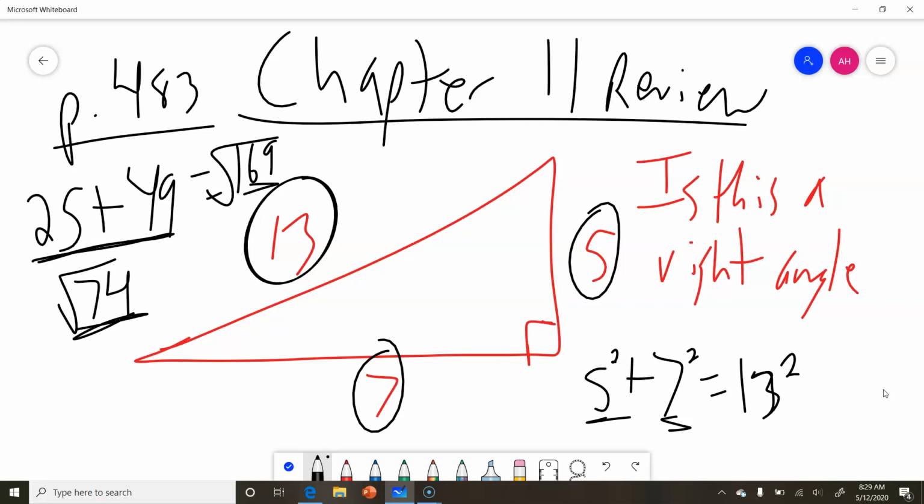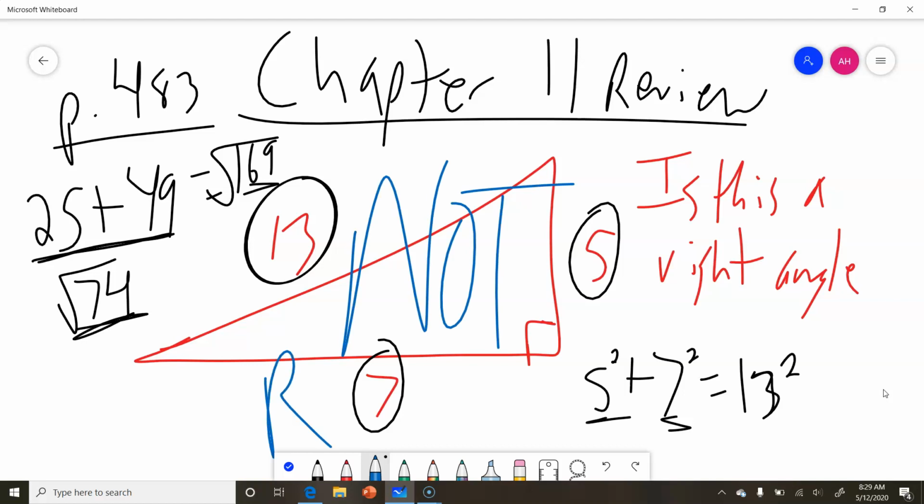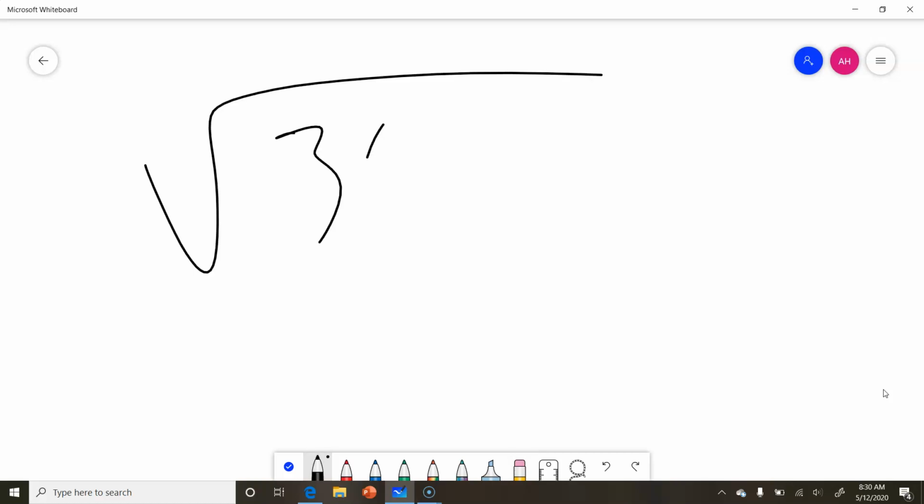So I would know that this is not right. It's not a right angle. Why? Because this does not equal. So that's how you do those. Remember, you just square the two smaller sides and then use the hypotenuse and see if it works. Okay, so that's really straightforward. I'm not going to belabor the point. You guys got it.